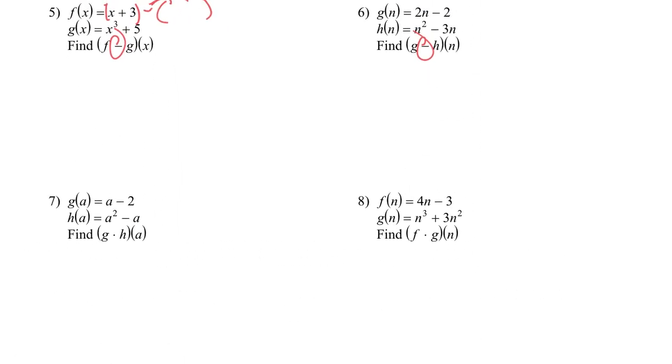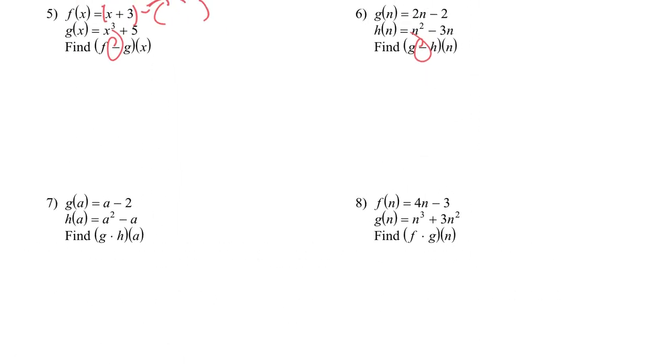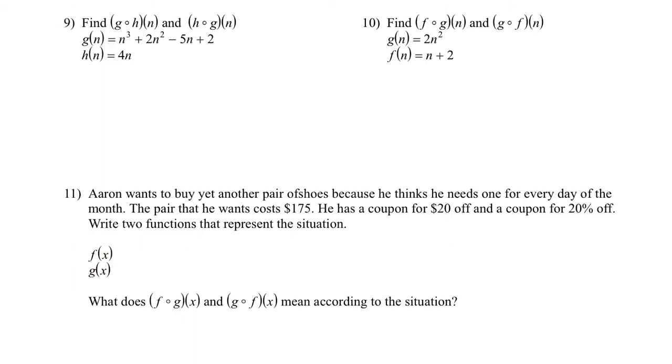7 and 8 are multiplying. Right, that dot there is not composition, it's multiplication. So you just take the g and you multiply the h, you're going to distribute everything and combine like terms when you're done with that. Okay, on to the next page.